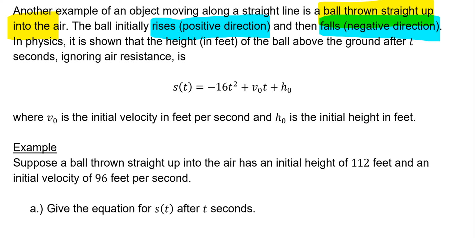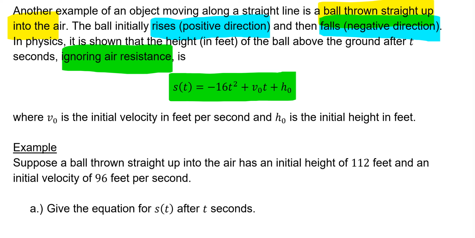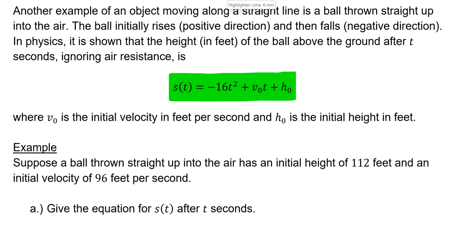So a given formula just from physics for throwing a ball straight up into the air after t seconds is going to be this formula right here. This is ignoring air resistance for simplicity. So we have s of t equals negative 16t squared plus v naught t plus h naught. And let me just discuss what this represents. Once again, s represents the position or the height of the ball t seconds after you throw it.